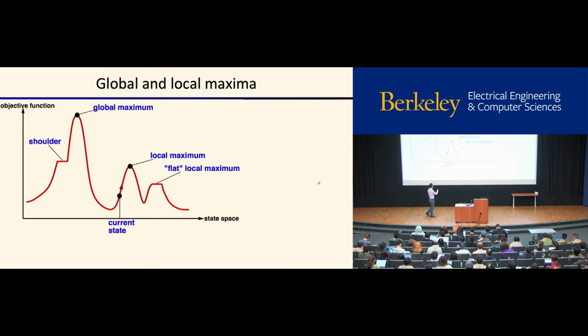We could also have one of these situations where we have a plateau, or we could have a shoulder, which is like it's flat, but it goes down on one side and up on the other side. Yeah, all of these are going to be challenges if that was the algorithm we take.